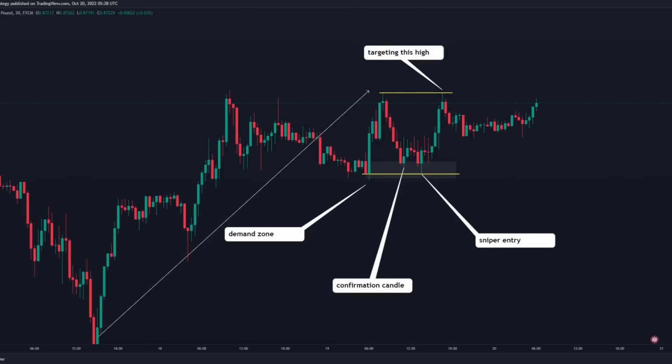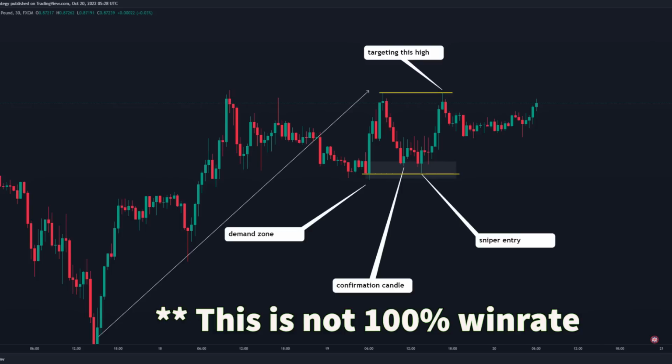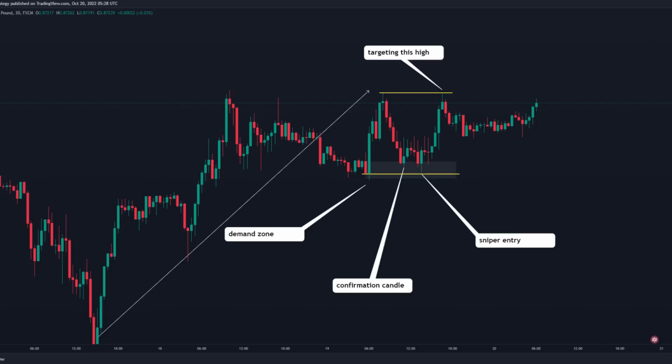The first example will show you that there is no 100% win rate trading strategy. From this first example we can clearly see that we have a bullish trend. We have a demand zone, a confirmation candle, and also this is a sniper entry. And lastly we will put a horizontal line on the sniper entry. Then in the lower time frame we will use this yellow line as our entry area to enter with low risk. So let's move on to the lower time frame.